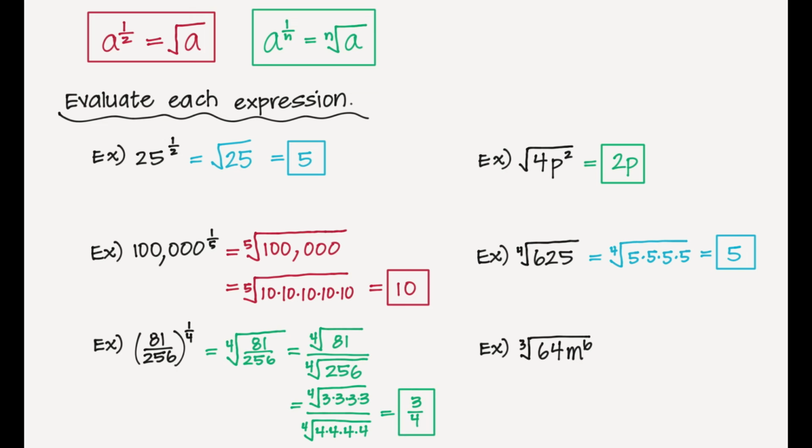All right, let's move on to this final example here. We're going to take the cube root of 64m to the 6th power. So 64 is 4 times 4 times 4, and m to the 6th power is m squared times m squared times m squared. So when I take the cube root, I'm left with 4m squared, and that's it.